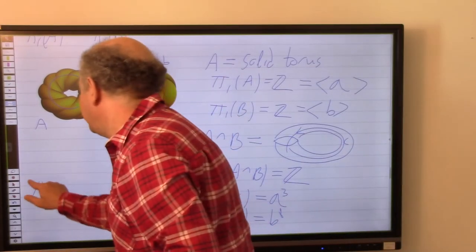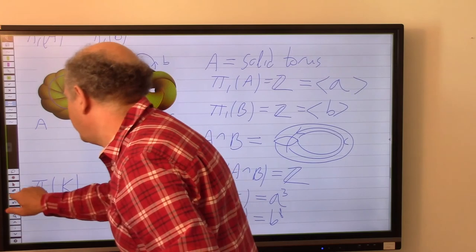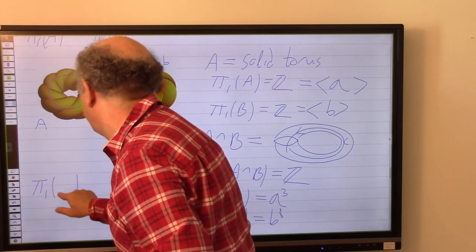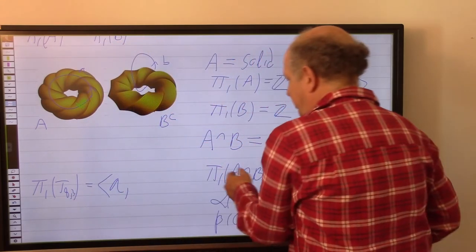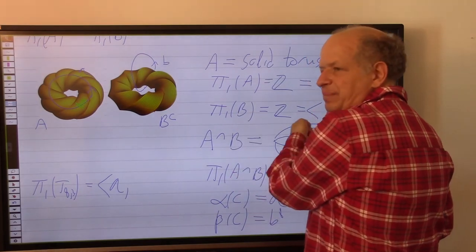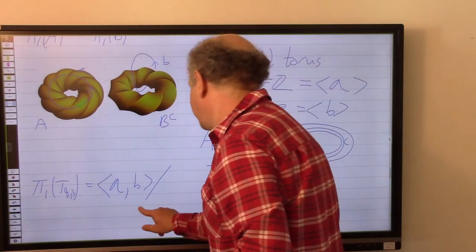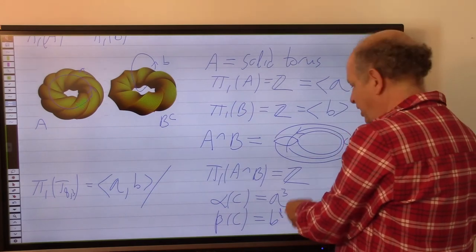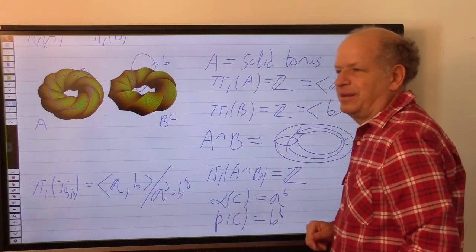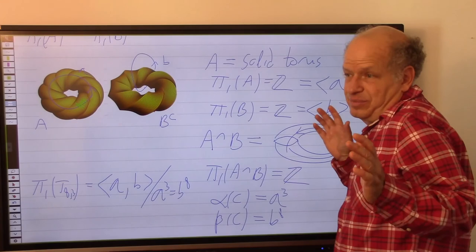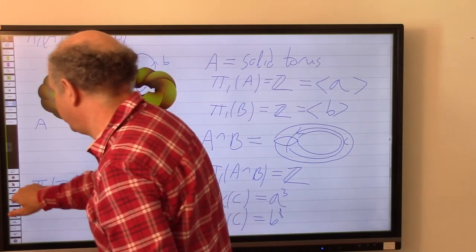So therefore, what is the fundamental group of A union B? Namely, what is the fundamental group of our knot? It's the group generated by the fundamental group of A, so it's just the generator A, the fundamental group of B, so it's just the generator B, and modulo the relation that A cubed is equal to B to the 8. Okay? Done. Computed. But this just goes to show you that you sometimes get funny or interesting groups.